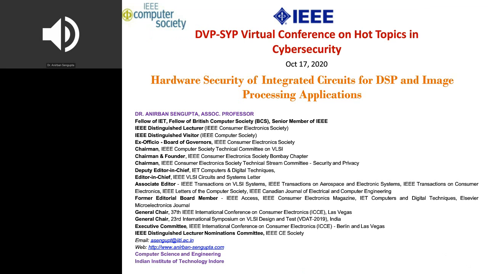The topic of my talk is hardware security of integrated circuits for DSP and image processing applications. In today's talk, I will be touching upon the different algorithms that are often used in securing hardware, specifically in the context of digital signal processing cores and image processing applications. I will also give a brief idea about the different hardware accelerators that are used in the real world, especially in the context of consumer electronics products, as well as in aerospace and military applications.